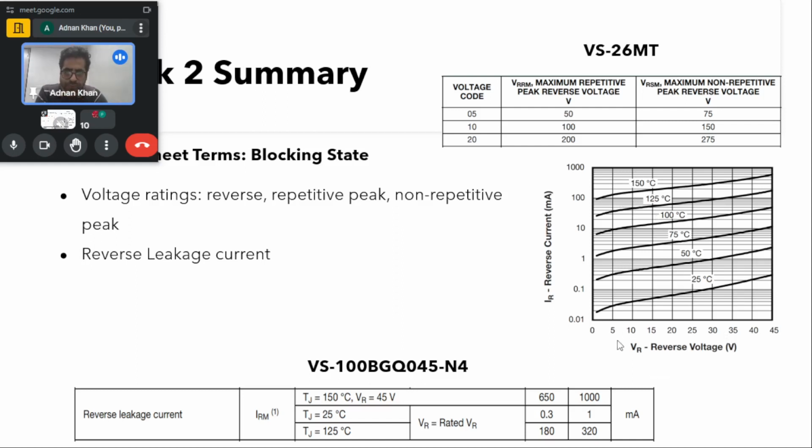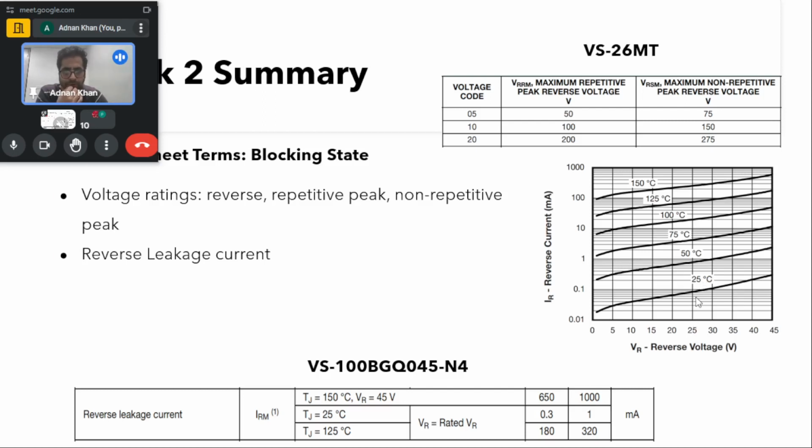First thing you can notice here is, as we increase the reverse voltage across a device, the reverse current increases for a particular temperature. Also, the other thing you can notice from the graph is for different temperatures, if we have a constant reverse voltage, let us say our reverse voltage is at 25 volts.